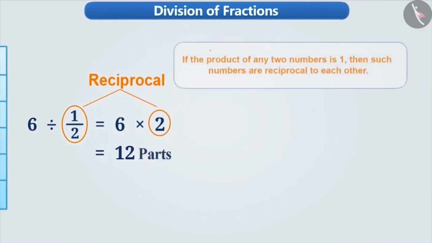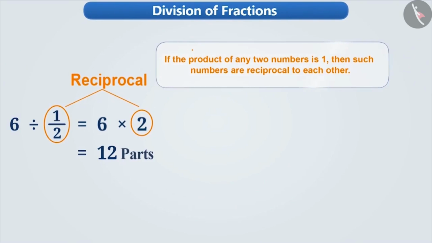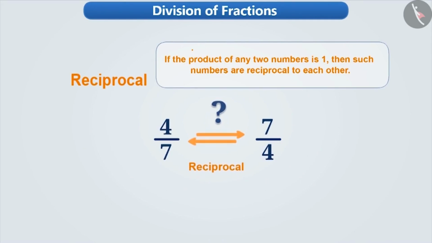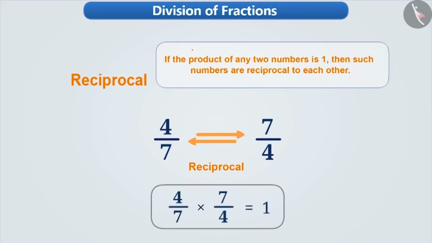If the product of any two numbers is 1, then such numbers are called reciprocals of each other. Similarly, 5 and 1 by 5 are reciprocals. Can you tell whether 4 by 7 and 7 by 4 are reciprocals or not? Think about it. Their product is 1, so they too are reciprocals of each other.